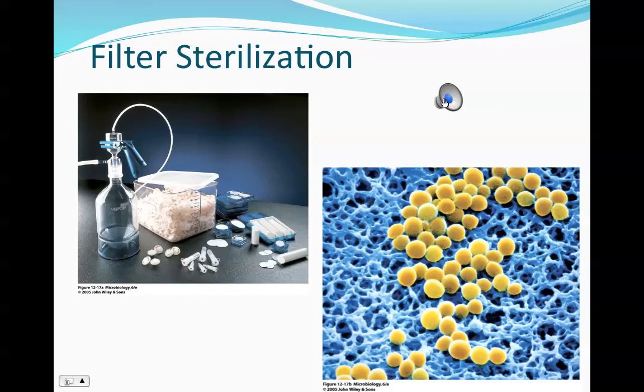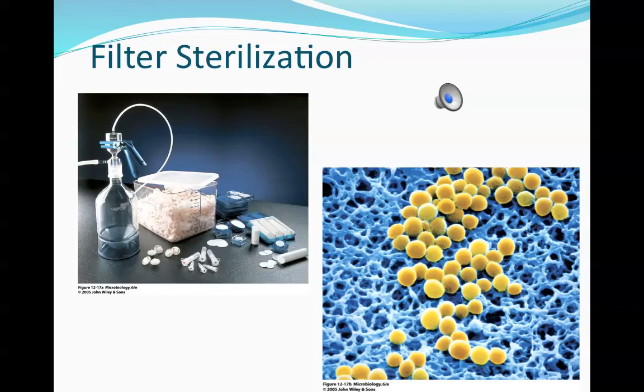Here we have an illustration of a membrane filtration system. On the right-hand side is a scanning electron micrograph with the membrane filter in blue underneath this layer of cocci bacteria. Notice the tiny little openings or pores in the membrane matrix. The bacteria are trapped on the surface, and the liquids are passing through the little openings or passageways in the membrane.